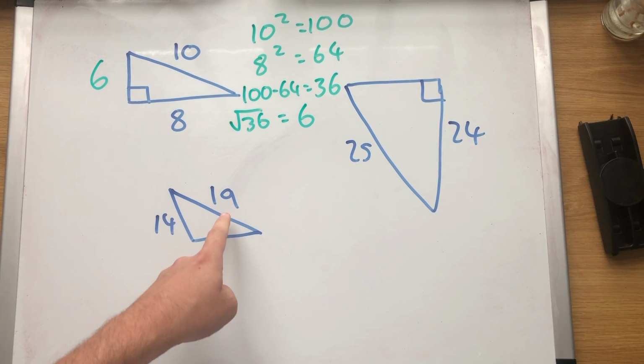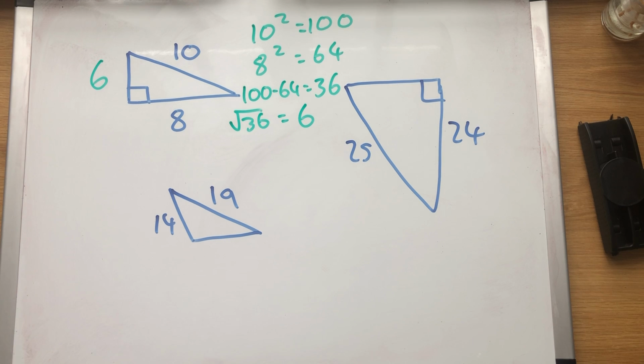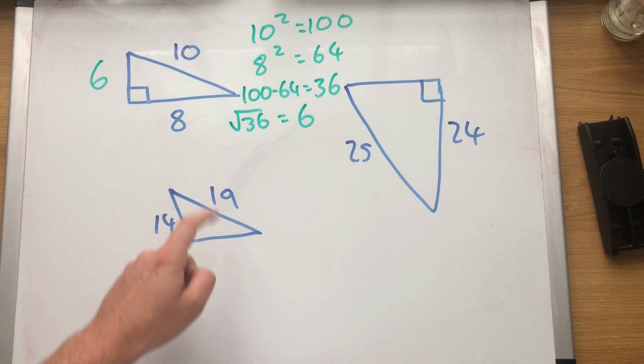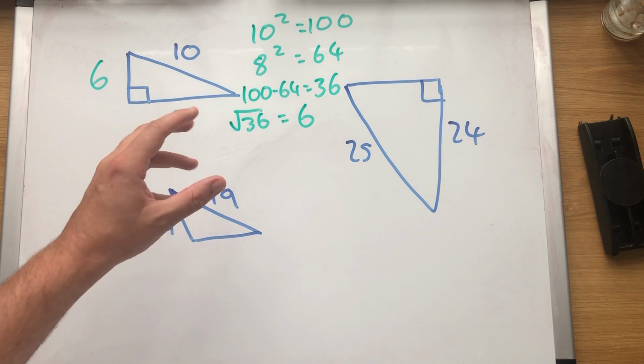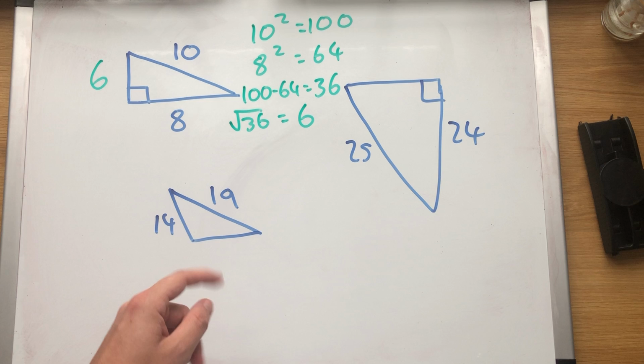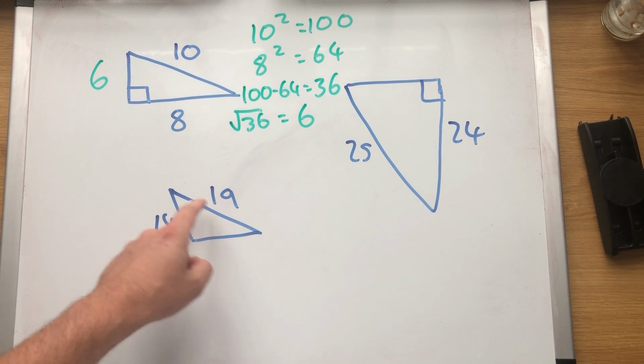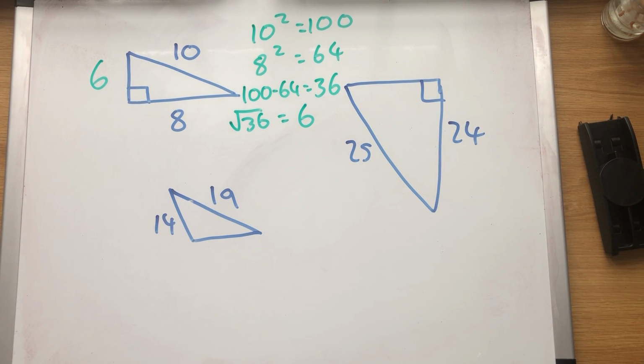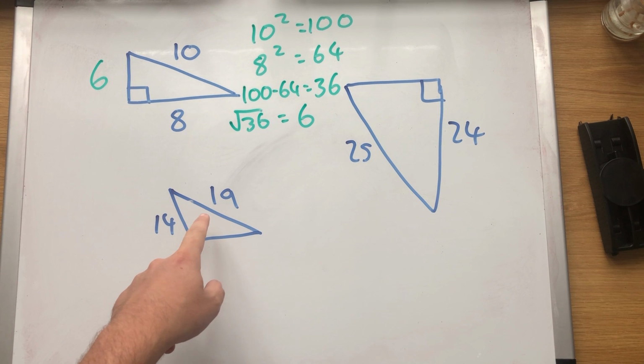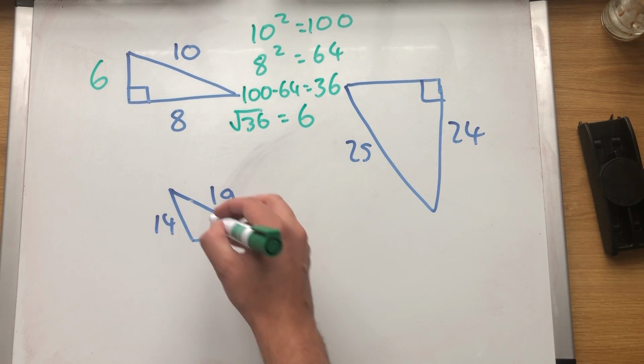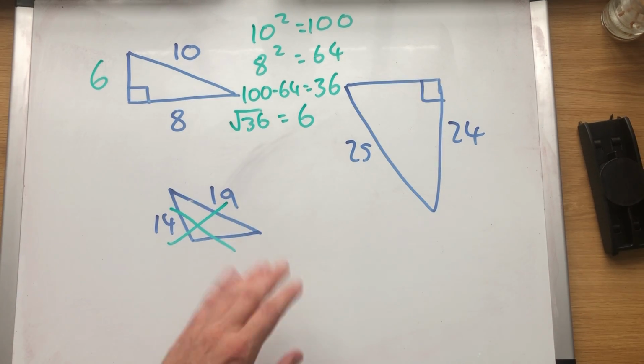This one here, what's the problem with this one here? Well, we can only solve questions like this when we have a hypotenuse. 19 is the longest side, but why is it not a hypotenuse? Well, it's not a hypotenuse because there's no right angle here. And because it's not a right angle triangle, it's not a hypotenuse. We can't solve that one. So we got one fewer question.